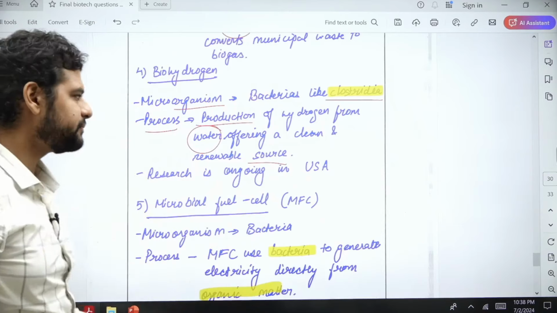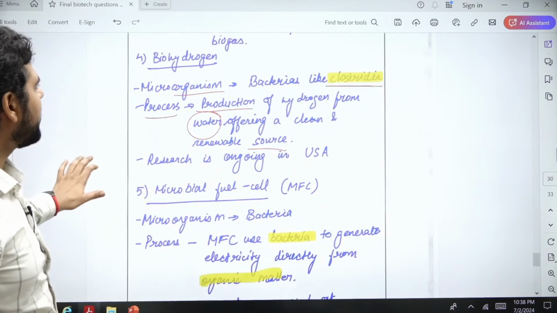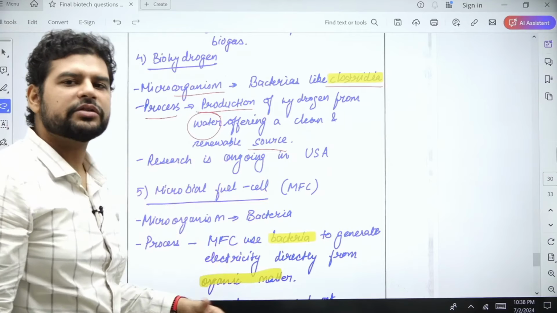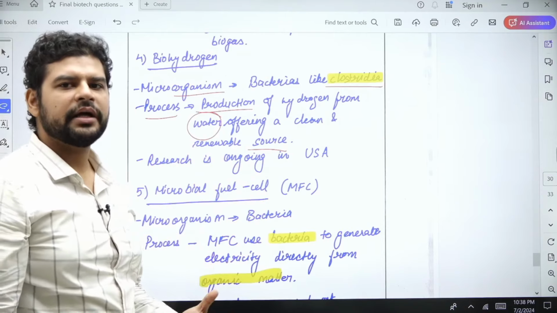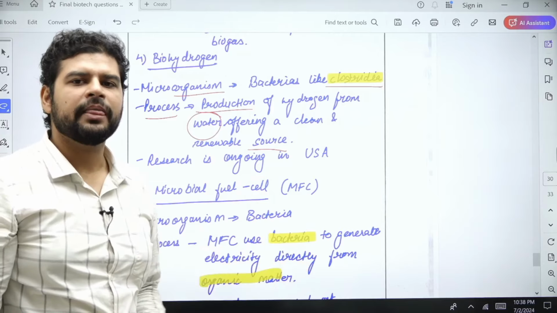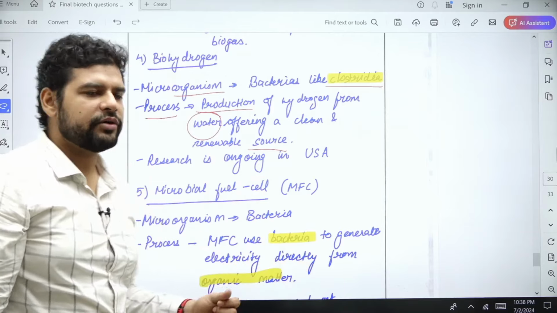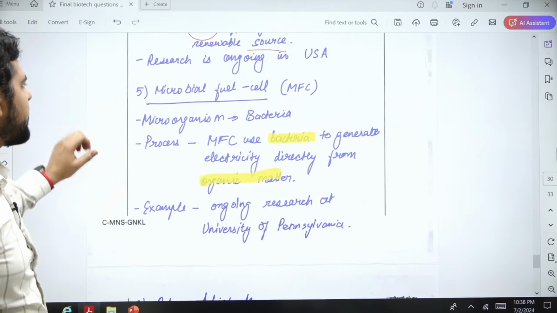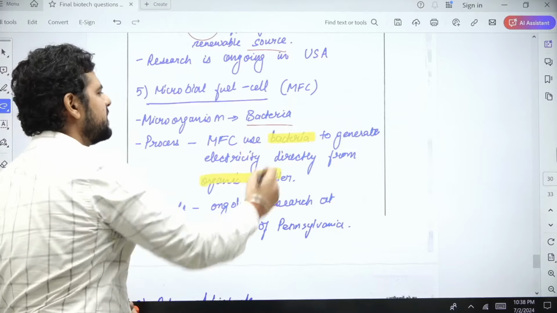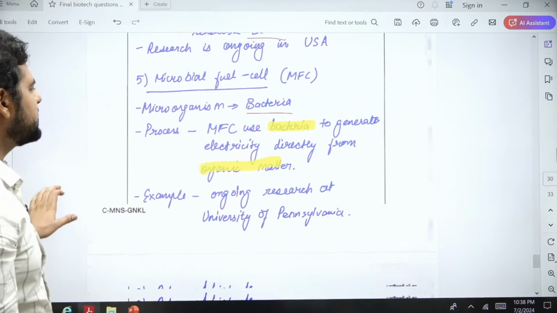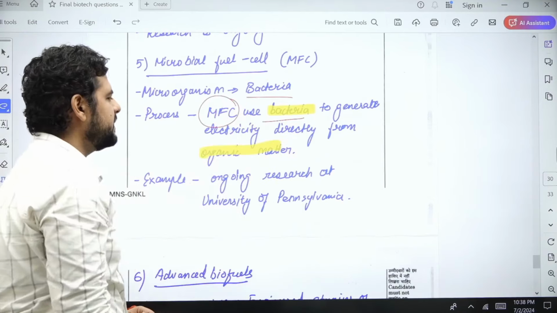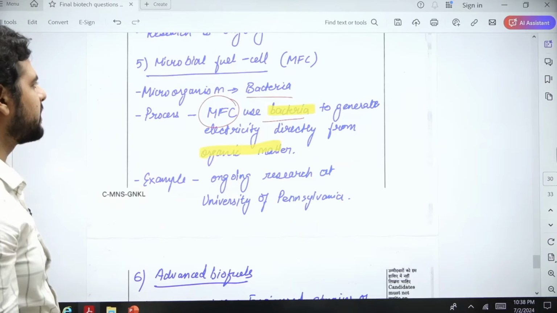Clostridia, right? So for biohydrogen, research is going on currently in USA to develop this, because hydrogen fuel cells are also important, and we have discussed them. We have discussed hydrogen fuel cells in prelims PYQ for 2024. Fifth is microbial fuel cell. Now a lot of bacteria are used in this. Process is microbial fuel cell uses bacteria to generate electricity directly from organic matter.